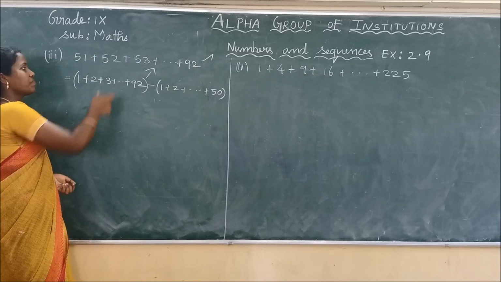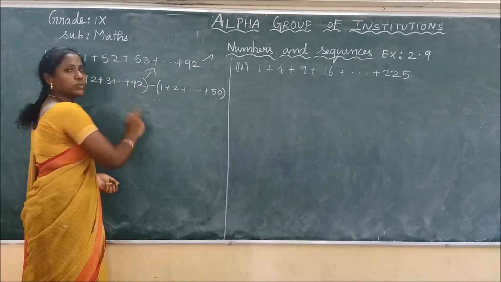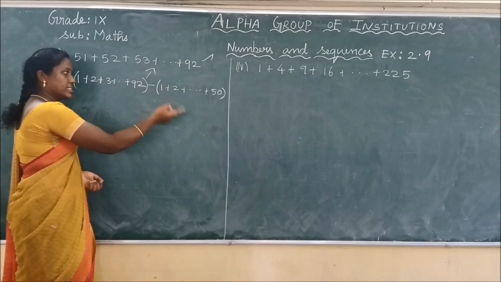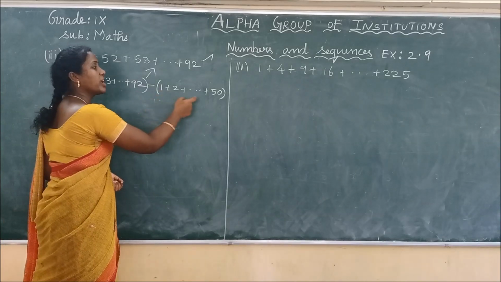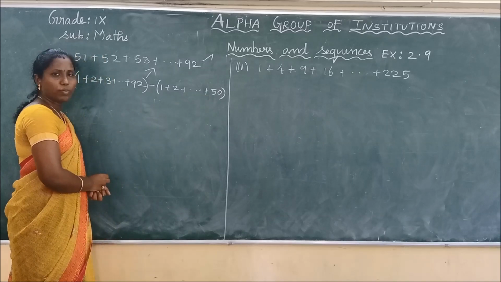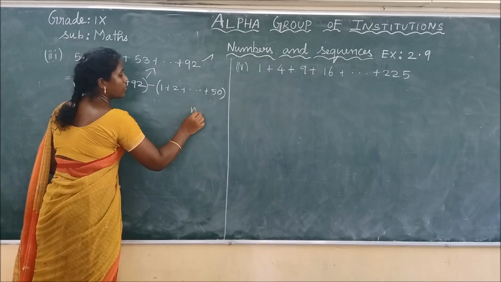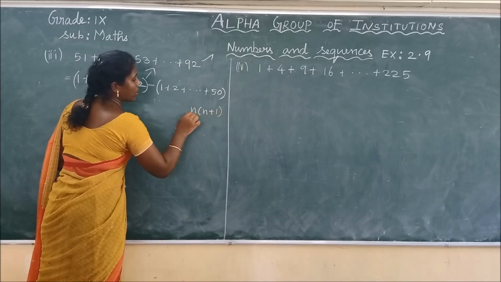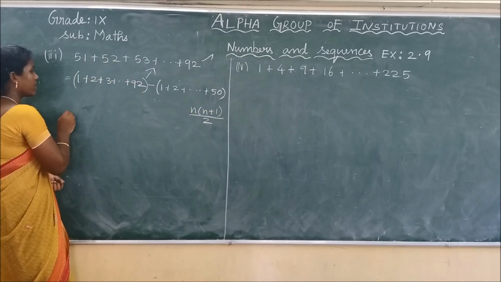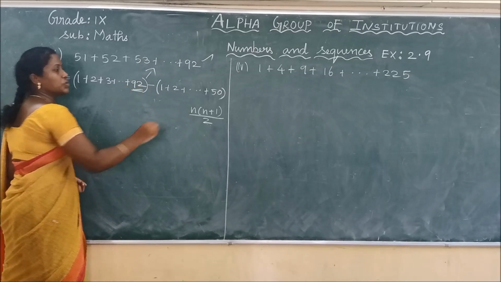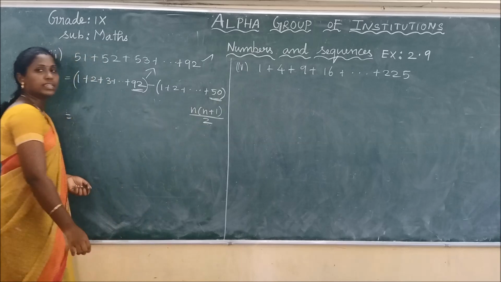Okay, now see, we have written this series as the difference of two series. The first starts from 1, 2, 3 up to 92. The second series also starts from 1, 2, 3 up to 50. What's the formula we have to use here? Both are sums of natural numbers only. So we have to use n into n plus 1 by 2. Just I am going to substitute for the first series. Here n is the last number, 92. For the second series, n is 50.